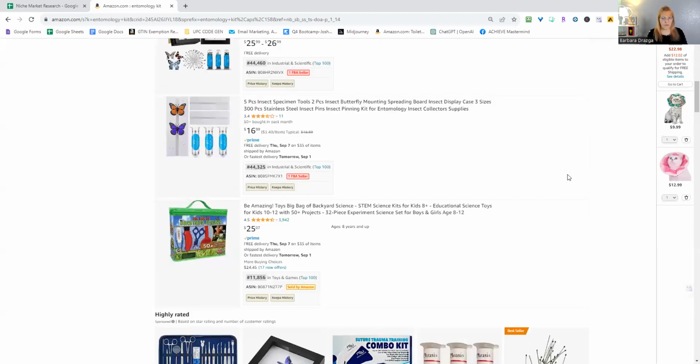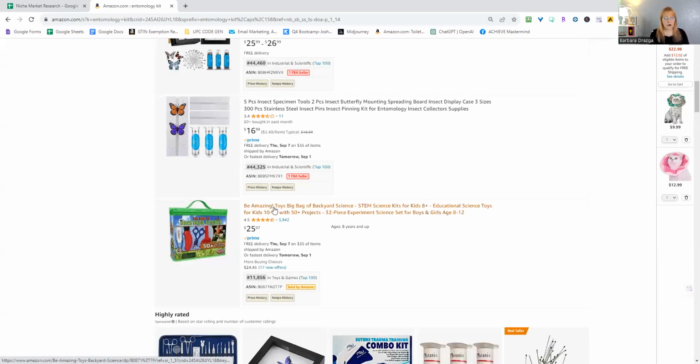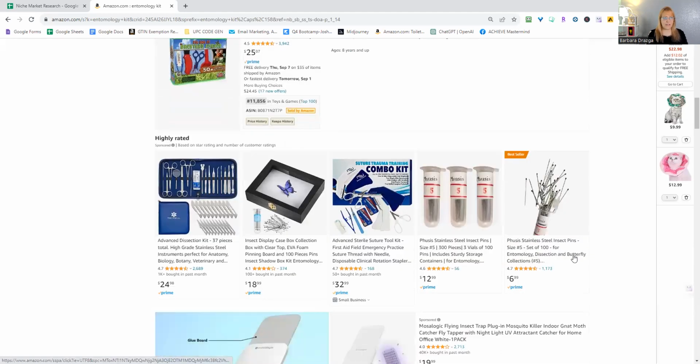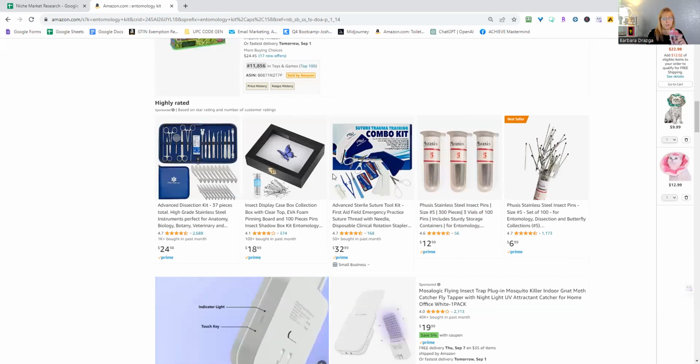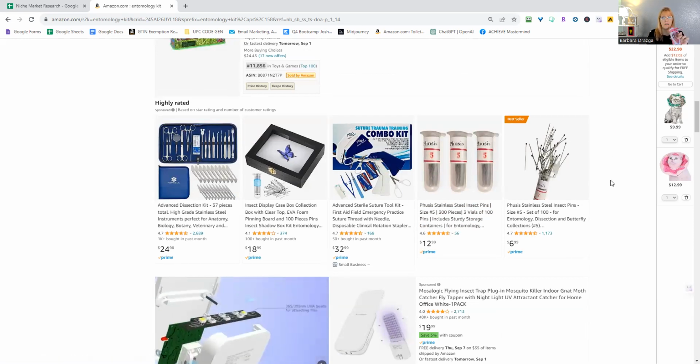The only thing I see first out of the gate, as I look at these ranks, 44,000, great ranks, 11,000, is this one kit here, Toys Big Bag of Backyard Science. And everything else is supplies. So there's a display box, there's a combo, there's a bunch of pins. I guess there are different sizes of pins.